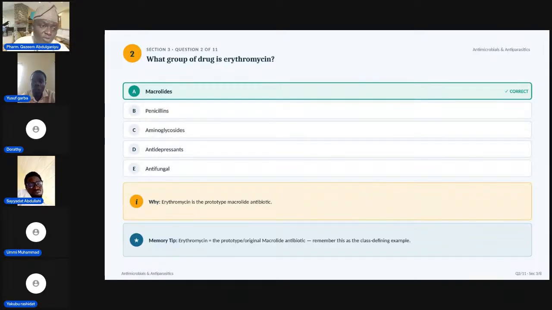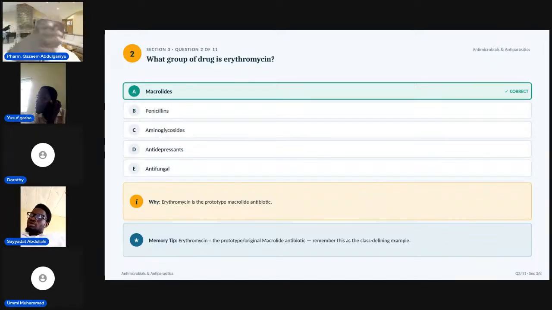And if I want to make it tougher for you, I will not put erythromycin, I will put azithromycin instead, which is another example of a macrolide, right? So I could twist it around, or I could decide to put which group of drug is amoxicillin. You remember that an example of penicillin is amoxicillin, right? If you don't know it now, amoxicillin is an example of the penicillins, so that could be the case.